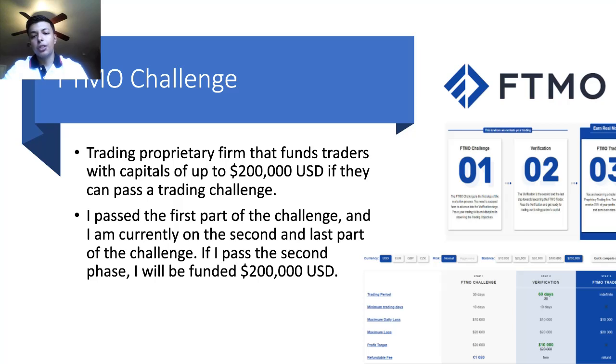So basically, the challenge is you have to take a piece of capital and grow it by 10% within 10 to 30 days, and you can't lose more than 5% in one day or 10% of the initial capital. Then for the verification stage, you have to do the exact same thing, but within 10 to 60 days, and then you become funded with the money. So I passed the first part, and I'm currently on the second part.